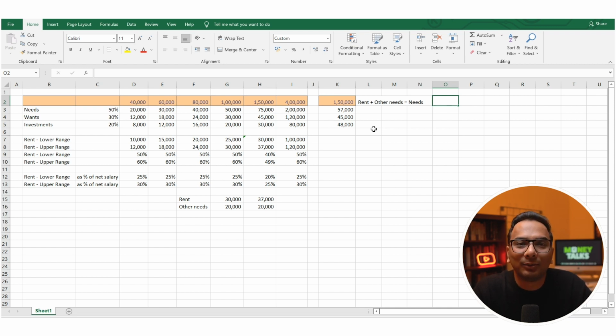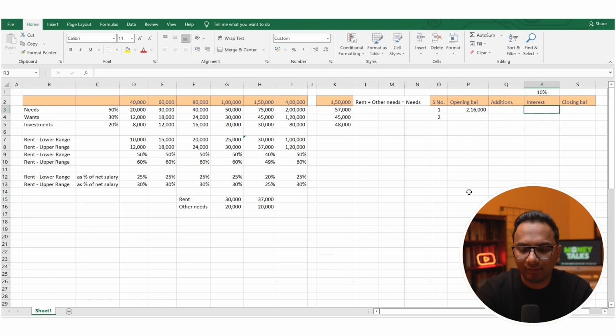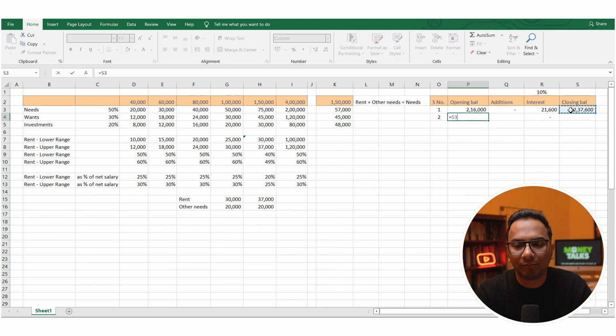10% pe invest kardoge to itna ho jayega. But kitna ho jayega? Let me show you. Let's say we start with 18,000 rupees per month. No additions, the 10% income on this amount, which gives us the closing balance at the end of the year as a sum of the opening plus addition plus interest. The closing balance for last year is the opening balance of my next year.